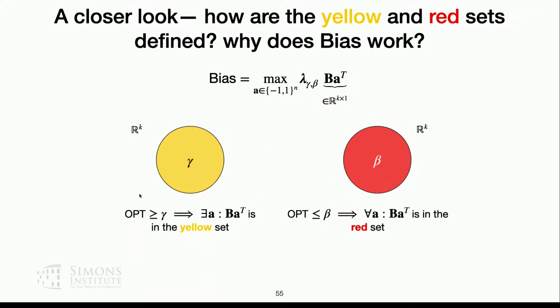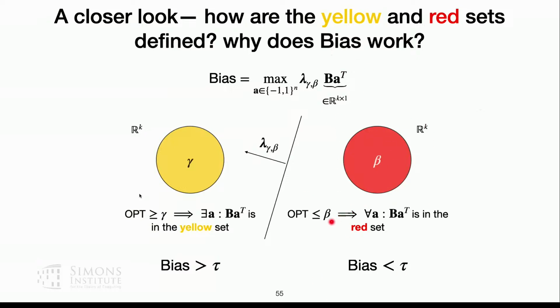And now let's say that lambda corresponds to the normal of the separating hyperplane. If these two sets do not intersect, then look at this quantity, which is the max of the inner product of lambda, gamma, beta with BA transpose. In one case, this gives you the bias, which is what I call the bias. In one case, this inner product should be at least tau because of the separating hyperplane theorem. And in the other case, this should be at most tau because for every assignment, this BA transpose is in this red set.